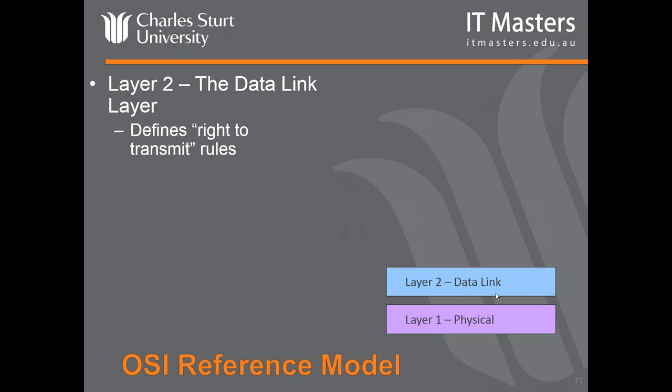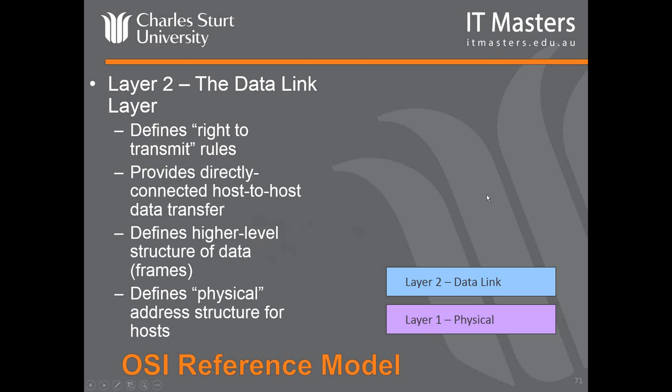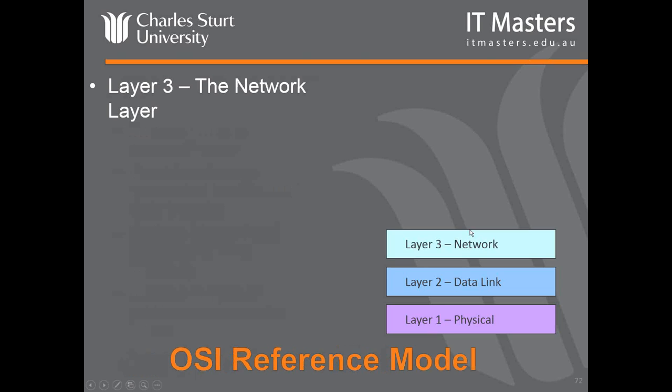Now, layer 2, data link layer, this is our right to transmit, directly connected host to host. It's really the higher level of frames, and it takes our physical address structure and allows us to grab all of that. It is really all about how we take the actual machine, the hardware, and start talking to the wire up there.